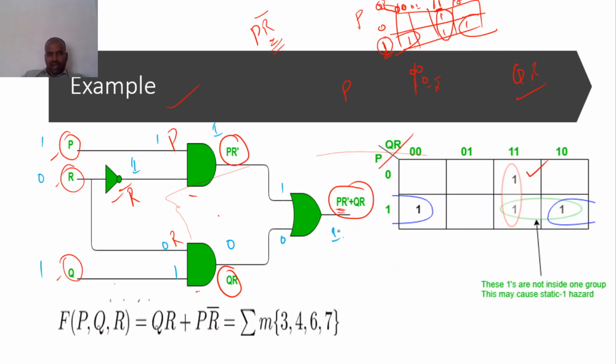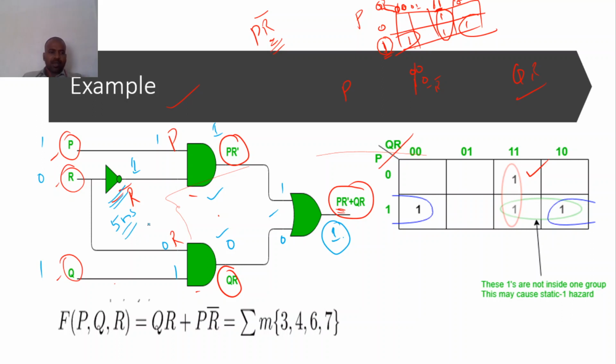The expected output is 1. But due to this NOT gate, here some 5 nanoseconds delay is there compared with these 3 gates. This one, this one, this one. For these 3 gates there is no delay, but here there will be a delay.